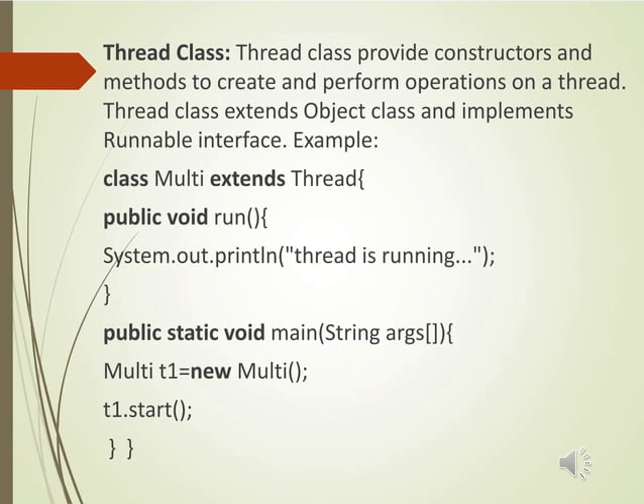Java provides the Thread class that has various methods in order to manage the behavior of a thread, by providing constructors and methods to perform operations on a thread. In this example, we are creating a multi class and extending the Thread inbuilt class and overriding the run function which is defined in the Thread class. After that, we create an object of the multi class and call the start method.